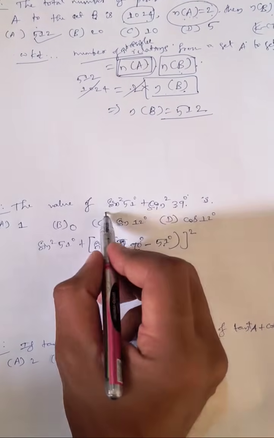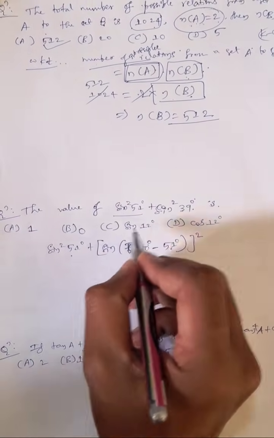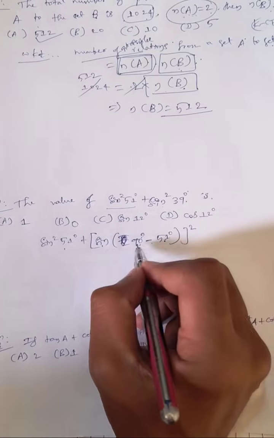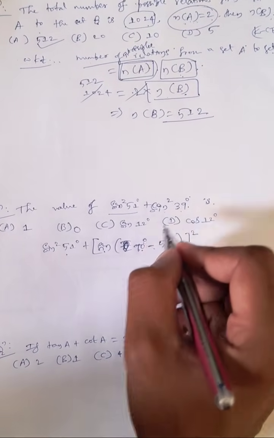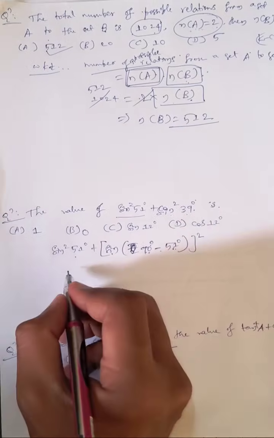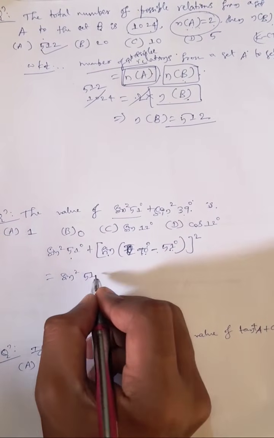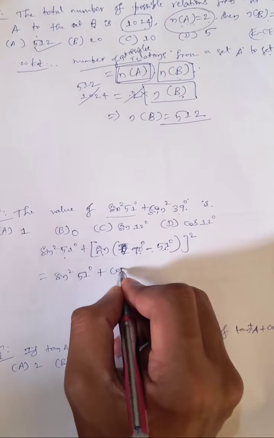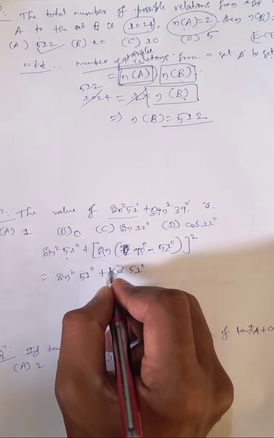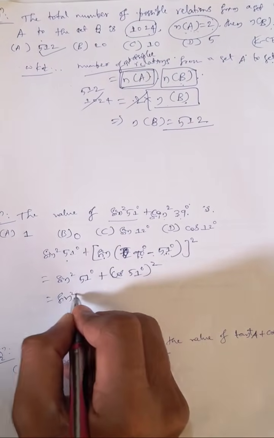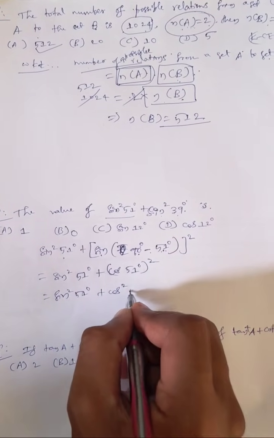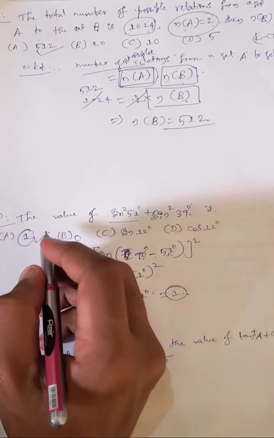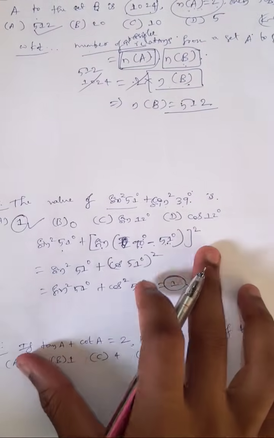Is it clear, students? I'll write sine square 51 degree as it is, plus sine square 39 degree as sine of 90 degree minus 51 degree, squared. So this equals sine square 51 degree as it is. Now, what is sine of 90 minus theta? Sine of 90 degree minus theta is cos theta. So cos 51 degree, whole square. This equals sine square 51 degree plus cos square 51 degree, which equals 1. Option A is the correct one. Is it clear? Now come to the next question.